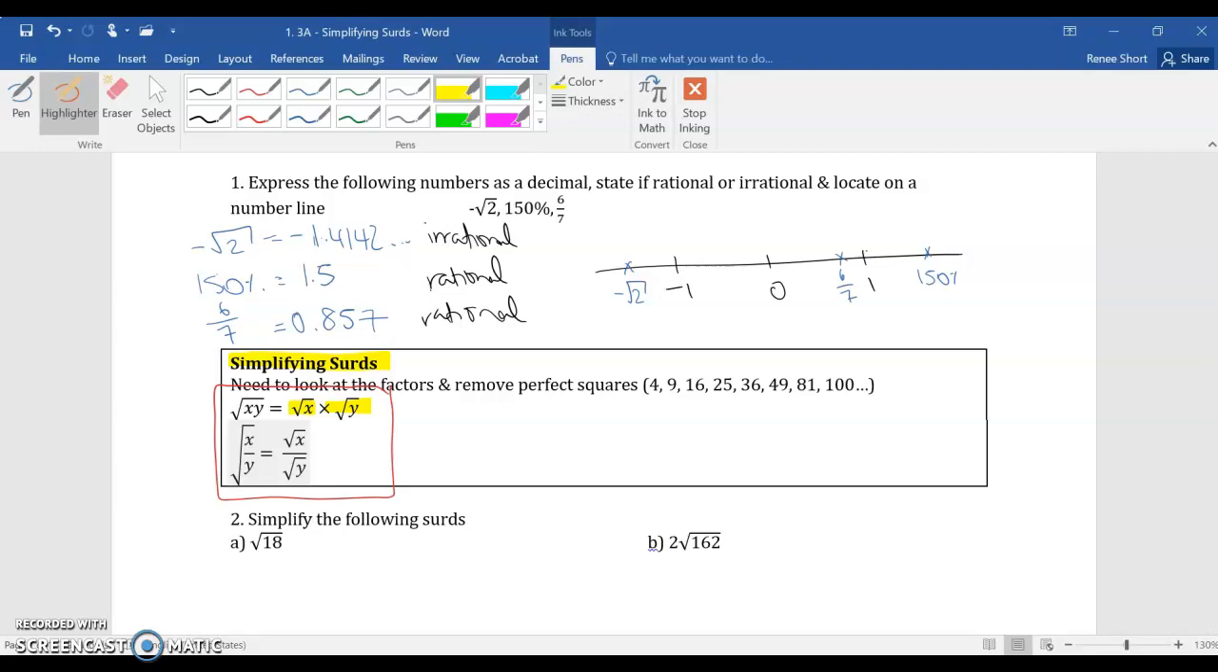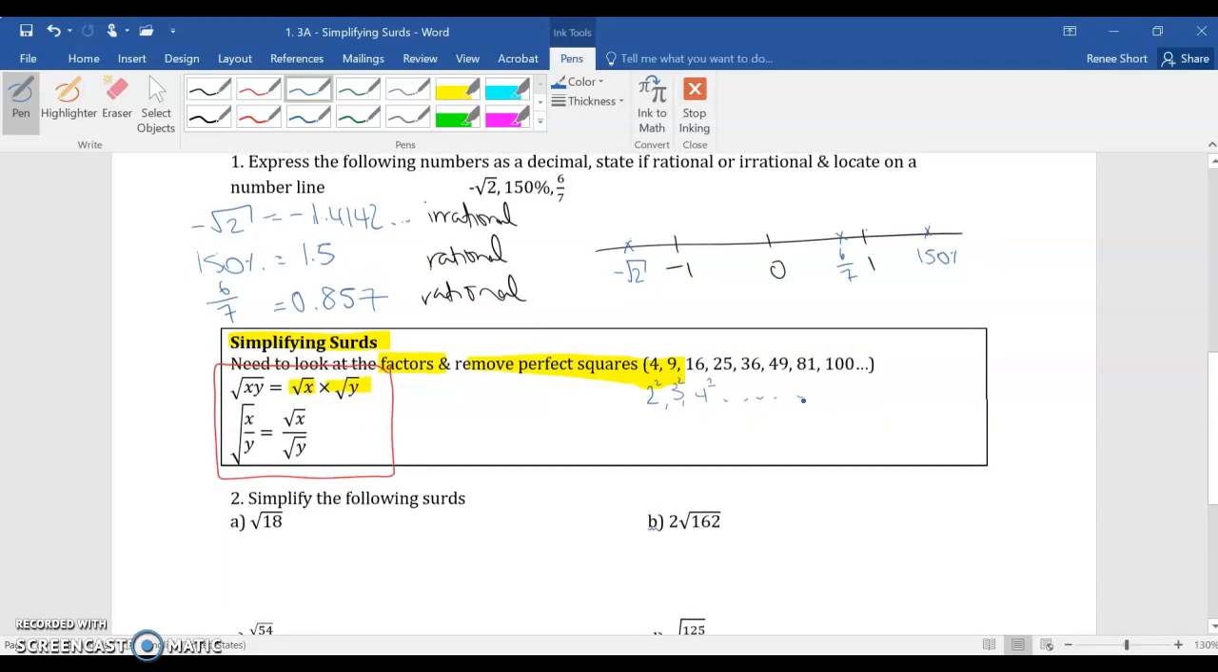Now, using those rules, when we look at surds, we need to look at the factors of each number that sits under the surd sign. And we need to then try and remove out perfect squares, because we know that perfect squares are not a surd, they're a whole number, and so they're numbers that we could simplify out to the front. So I've got here 4, 9, 16, 25, etc. Like if you want, you could write here that we know 4 is 2 squared, 9 is 3 squared, 16 is 4 squared, etc. So I have a few examples for us to look at together.